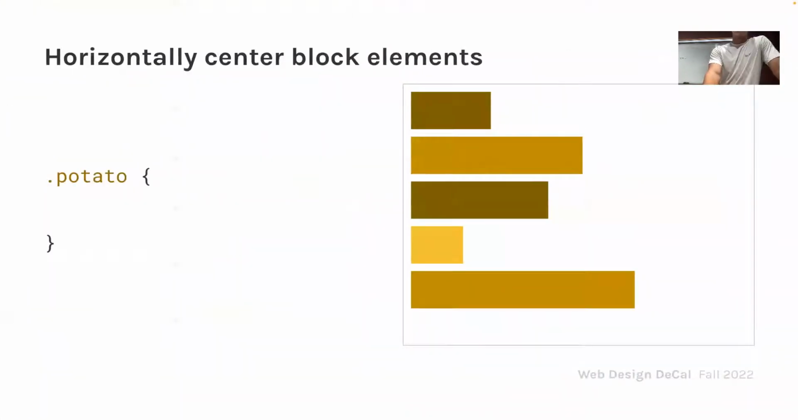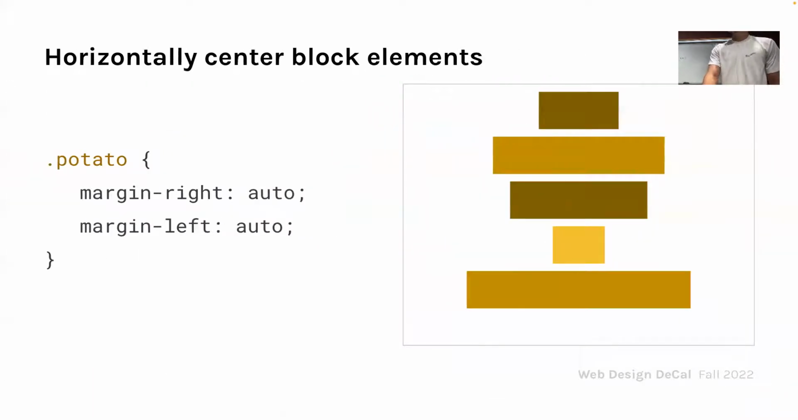Oh, yeah, centering, very important part of the class. If we want to horizontally center block elements, I think we covered this a little bit last class, but just to solidify a bit more, we could do margin right auto and margin left auto. So that basically takes the width of the element and then automatically positions the left and right margins so that it's horizontally centered within the page.